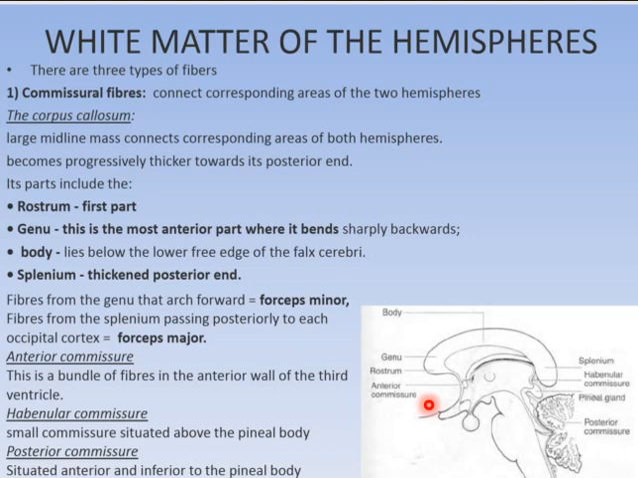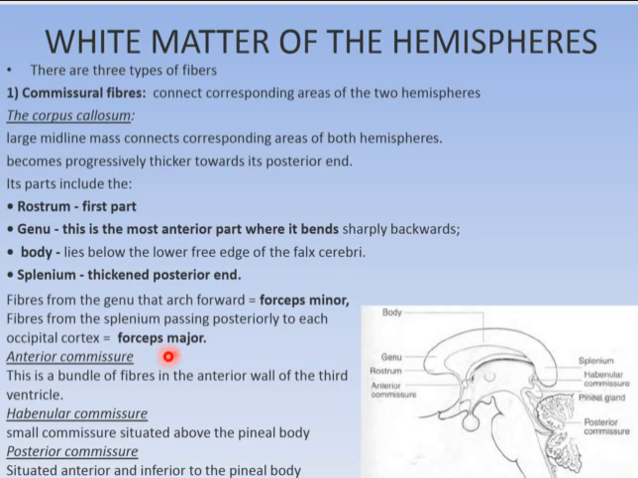It has three parts. The rostrum is the first part. The genu is the most anterior part, where it bends sharply backward. The body lies below the lower free edge of the falx cerebri. The splenium is the thickened posterior end. The fibers from the genu passing forward to the frontal cortex are called the forceps minor, and the fibers from the splenium passing posteriorly to the occipital cortex are called the forceps major.